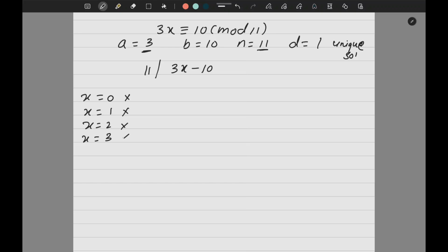x is equal to 3. No. x is equal to 4. No. x is equal to 5. No. x is equal to 6. No. x is equal to 7. 7 times 3 is 21. 21 minus 10 is 11. Yes, it is working. So what is the solution? x naught is equal to 7. So I got the answer very easily in this particular question. See, my answer will be below 11 only.